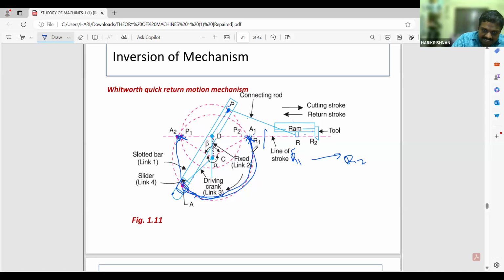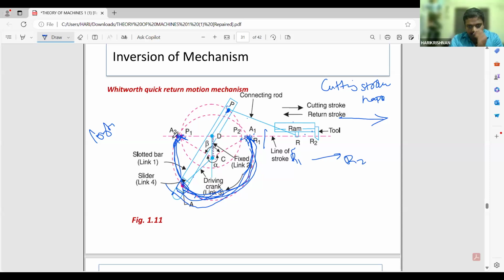When A1 starts moving to A2, the RAM starts moving in the forward direction, and the cutting stroke happens. So A1 to A2 represents the cutting stroke. This is a large circle, so the cutting stroke will take a long time. When it reaches A2, P will be at P2.